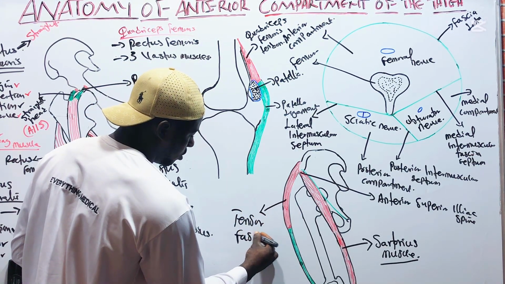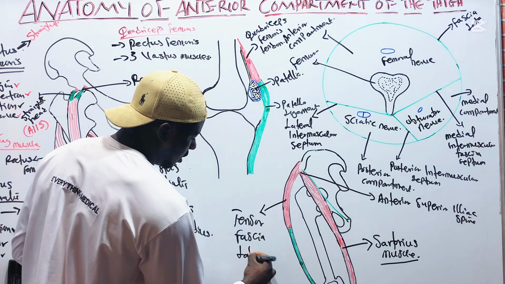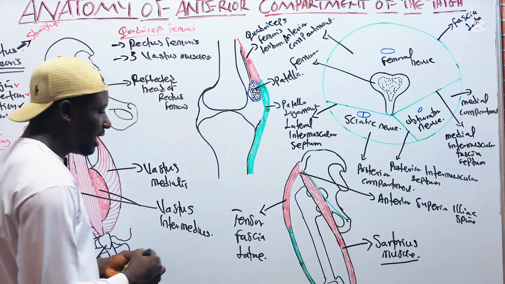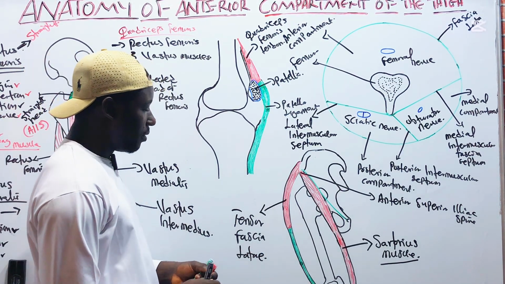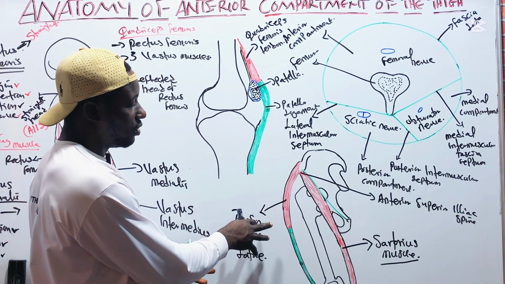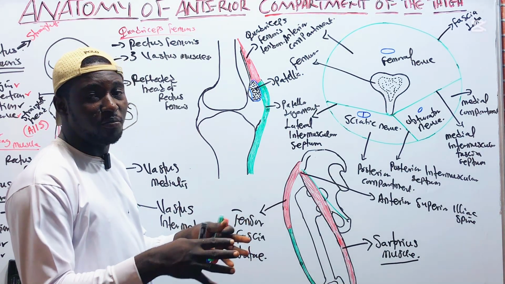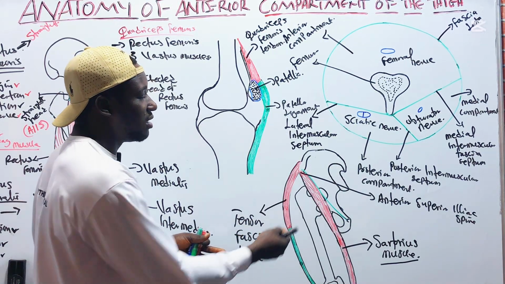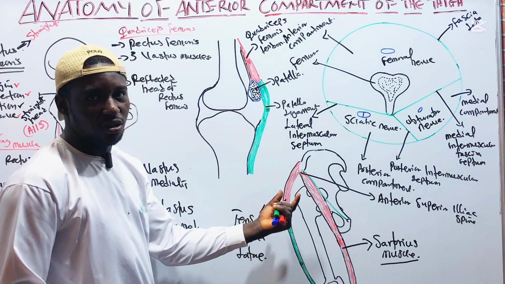Tensor fascial latae. The tensor fascial latae is not actually the main muscle of the anterior compartment of the thigh, just that it runs laterally from the gluteal muscle.